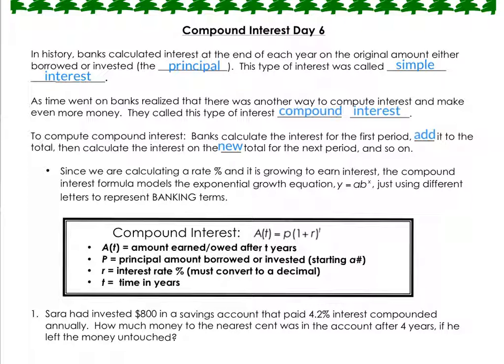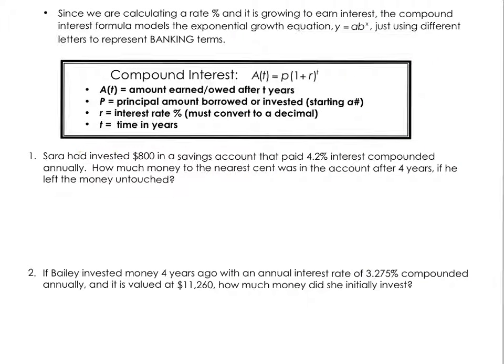Okay, so let's look at the first example. So you have Sarah who invested $800 in a savings account, and that was paid 4.2% interest compounded annually. How much money to the nearest cent was in the account after 4 years if the money was left untouched?